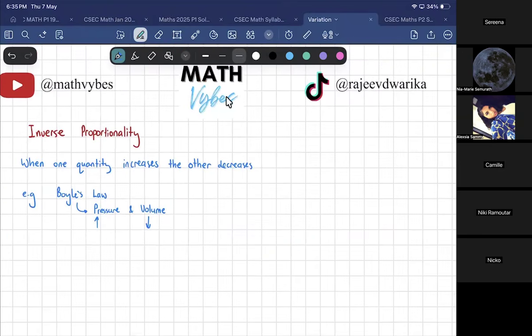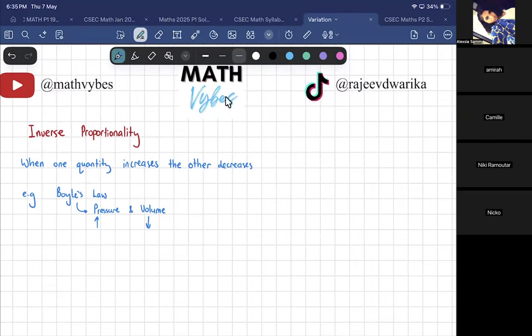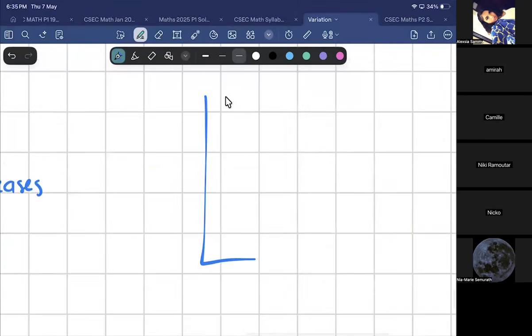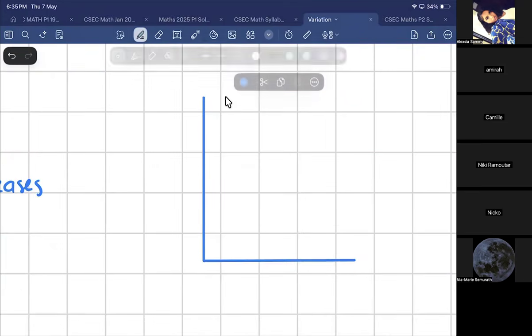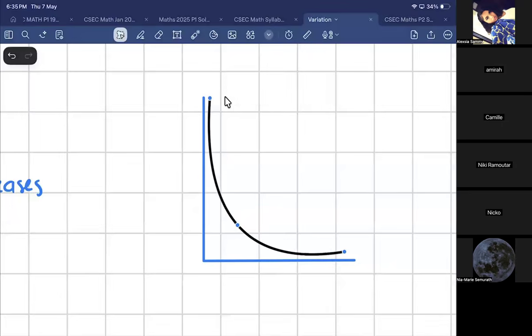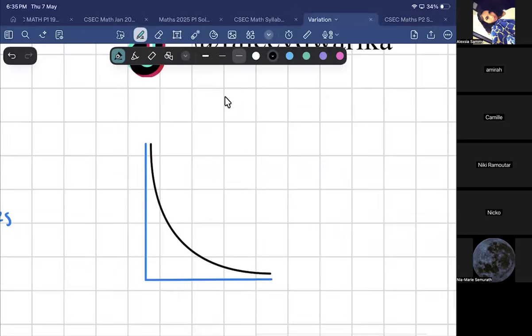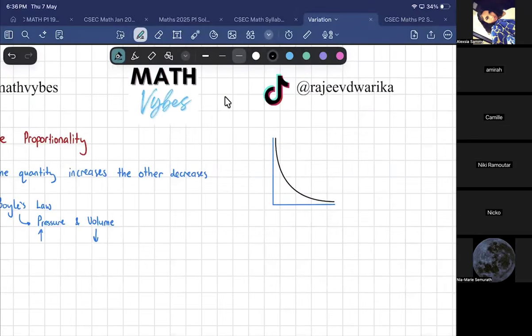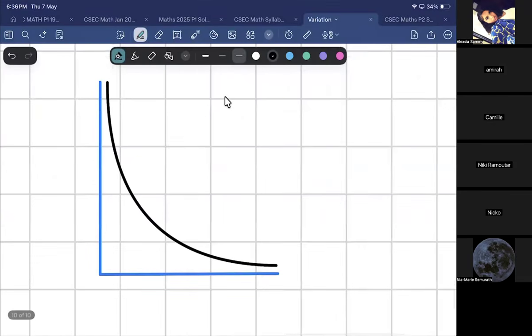Now, maths people, I don't really have to know this, right? Physics people, do you know what an inversely proportional graph looks like? If two quantities are inversely proportional, this is generally how it will look. Does this ring any bell with physics people? Yes, sir. So this is an inversely proportional relationship. This could be a graph of pressure versus volume.